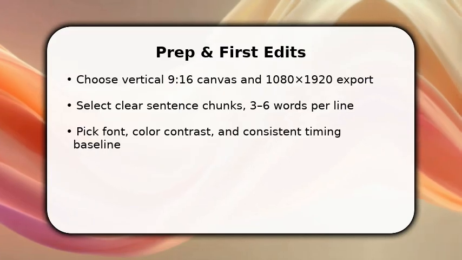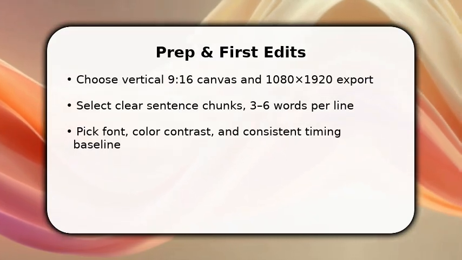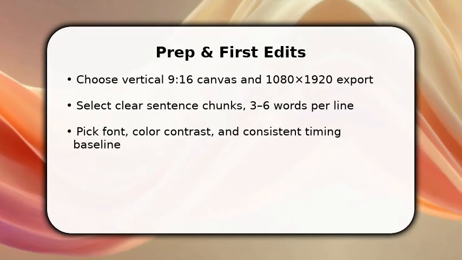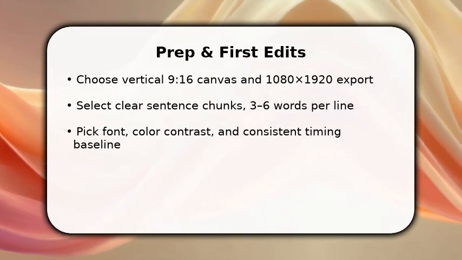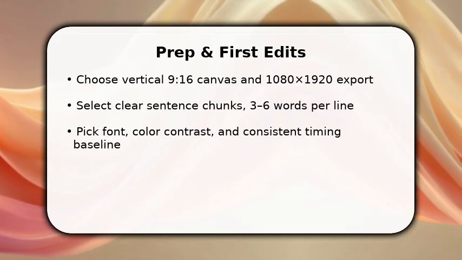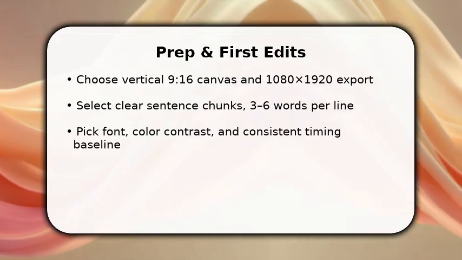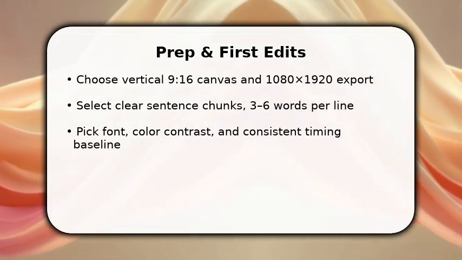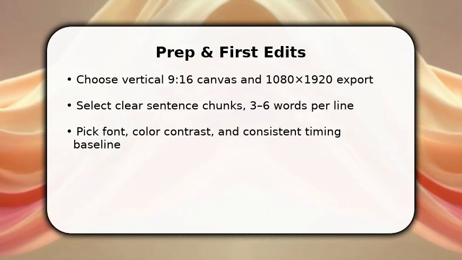Make sure to select a legible font and high-contrast colors. This improves accessibility and watch time. At the same time, create a baseline timing. Assign roughly 1.5 to 2 seconds per 3 to 6 word line, so text and speech stay synchronized as you continue.